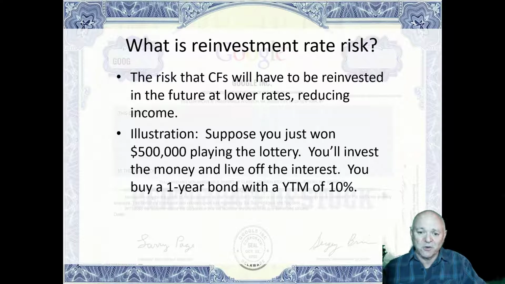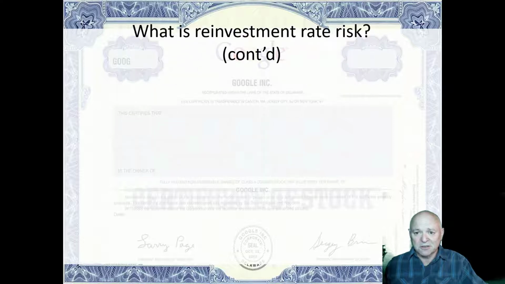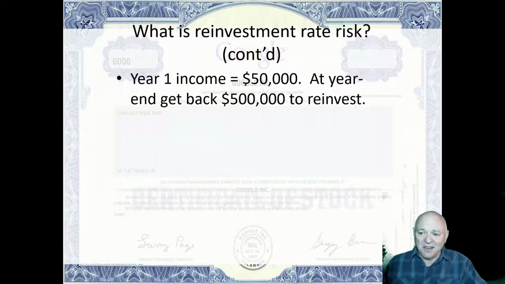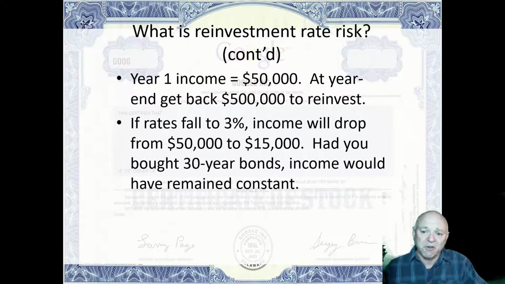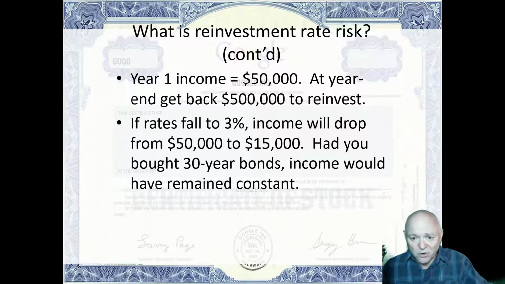Or let's say you won the lottery and you got $500,000. You invest the money and live off the interest. You buy a 1-year bond with a yield of 10%. You get used to earning $50,000 a year. At the year end, you get back your $500,000 to reinvest. But if interest rates have fallen now to 3%, your income drops from $50,000 to 3% of 500,000, or $15,000. If you had bought 30-year bonds, your income would have still been $50,000 a year. So by going short term, you have that additional reinvestment risk.